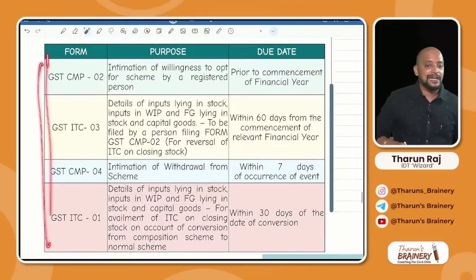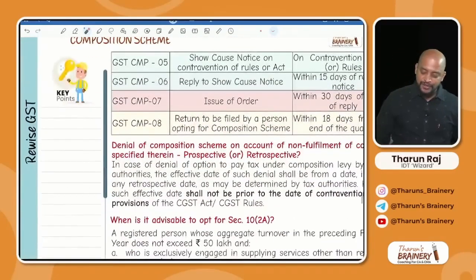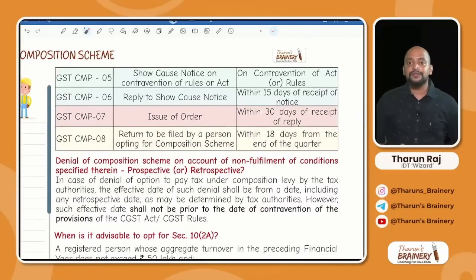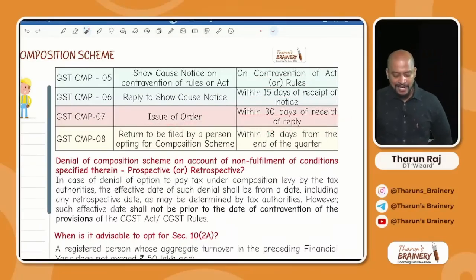Understood these 4 forms here? Mainly for MCQ this will be useful. Then CMP5, just now we discussed show cause notice. CMP6, reply to notice. CMP7, issue of order. Notice anytime they can give, and reply to notice within 15 days from receipt of notice. Order within 30 days of receipt of reply.